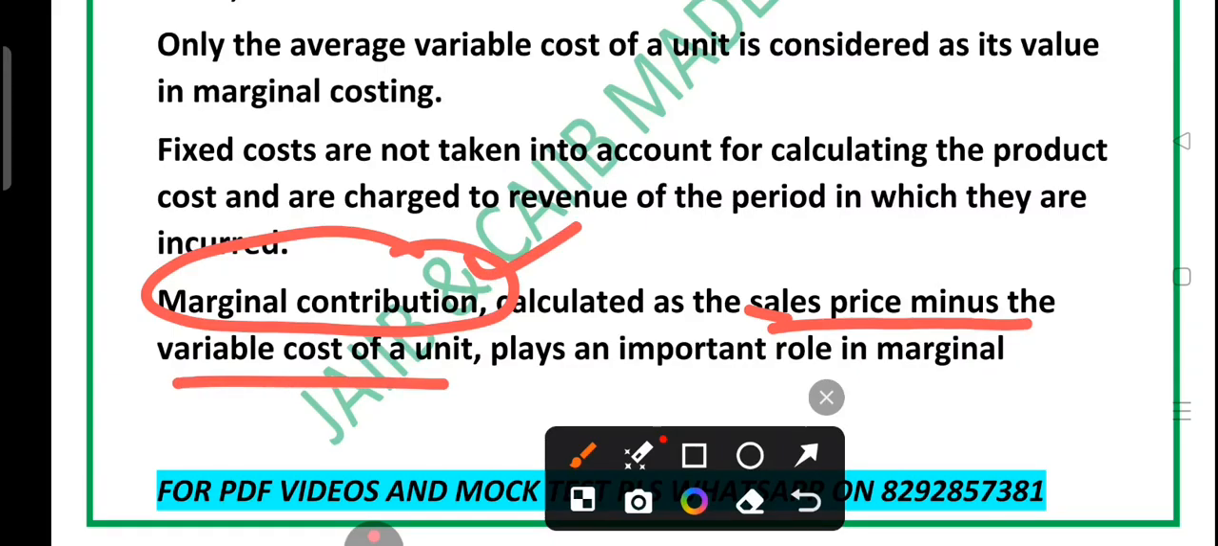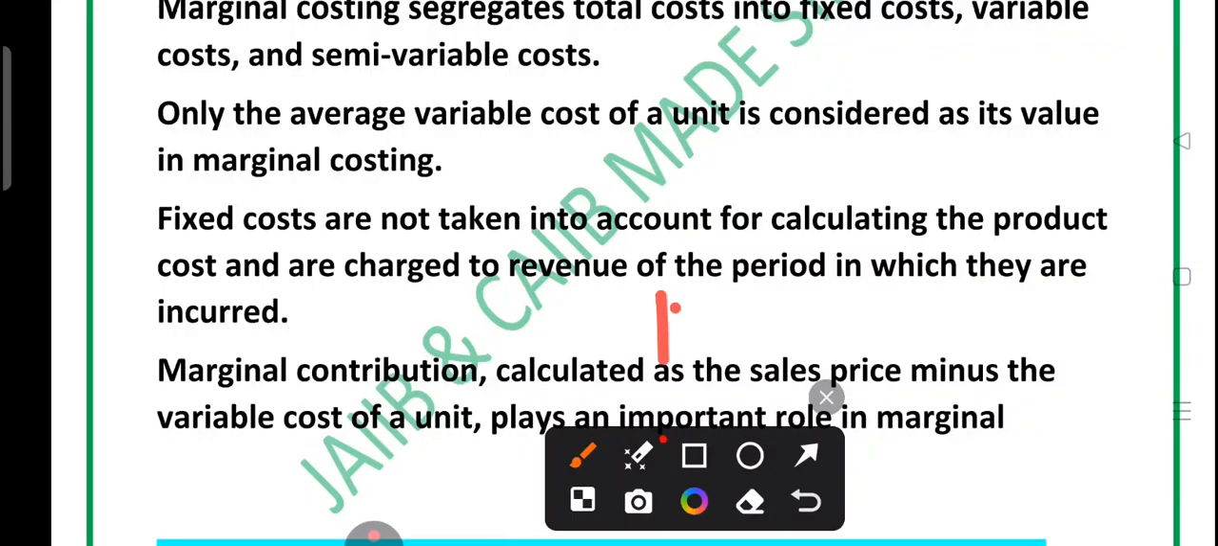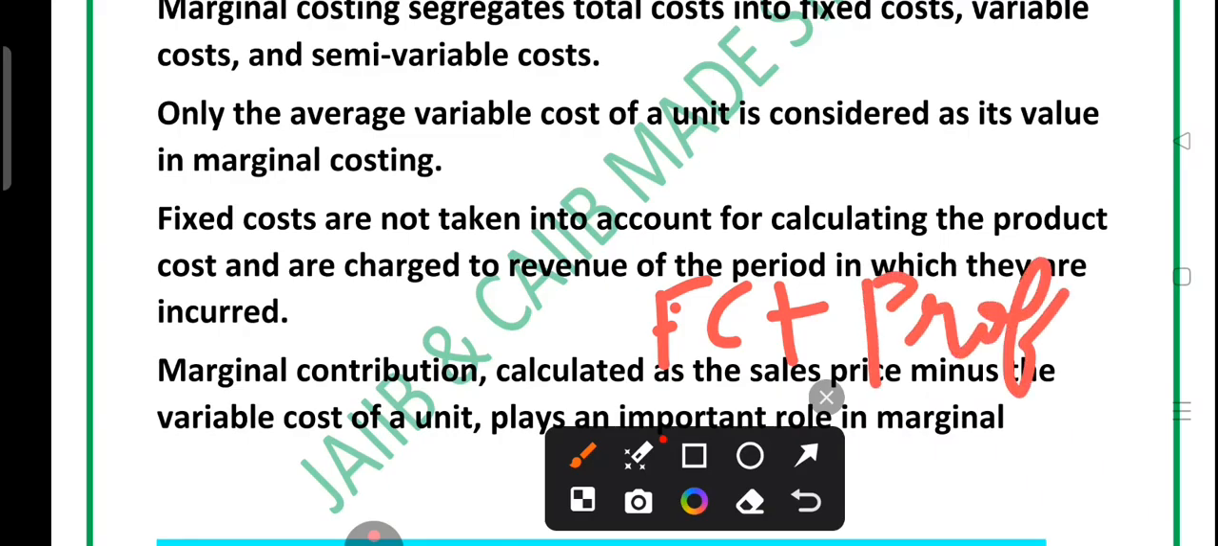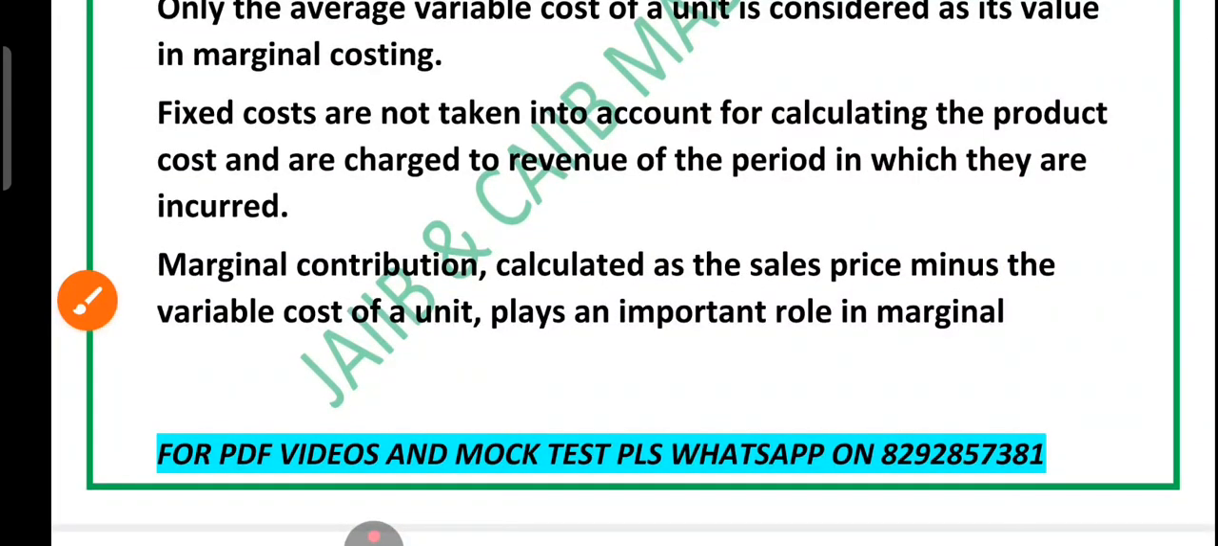Think of it as the money left from each unit that goes toward covering the fixed cost and then the profit. So whatever money is left from each unit, where does it go? It goes toward covering the fixed cost, plus the profit. That is called marginal contribution. Contribution means how much money goes toward covering the fixed cost as well as the profit. Now think about it: the bigger the contribution per unit, the fewer units you need to cover the fixed cost.